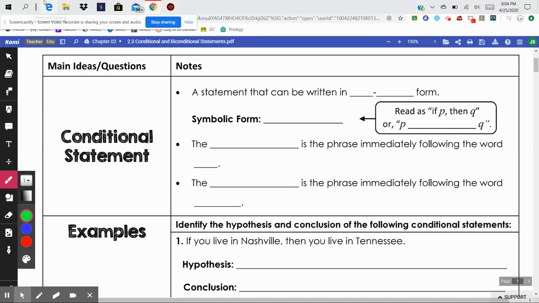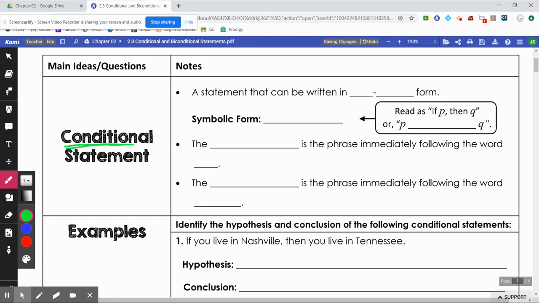In this lesson, we're going to be talking about conditional statements. And the word conditional, I want to point out, has a root word of condition, such as under certain conditions. And that's what we're going to be talking about: things that are true when other conditions are true. So a conditional statement is a statement that can be written in if-then form, such as if this happens, then this is going to happen.